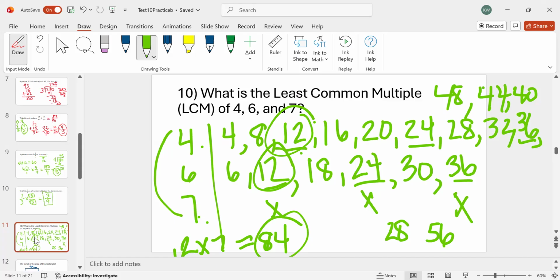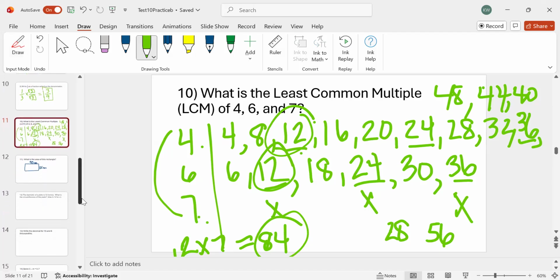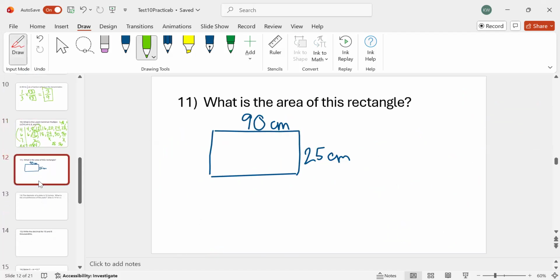So I'm going to jump over that, showing you that one. I think that your test would probably have given you a nice, easier number that you would have gotten to well before the numbers that I picked. So we're going to just jump to number 11 here. What is the area of this rectangle?